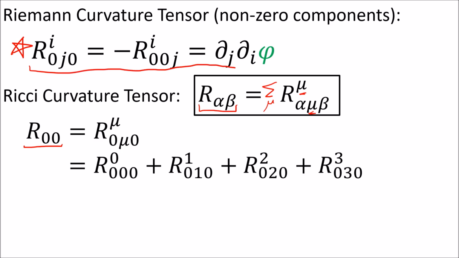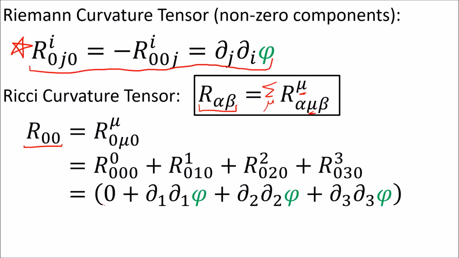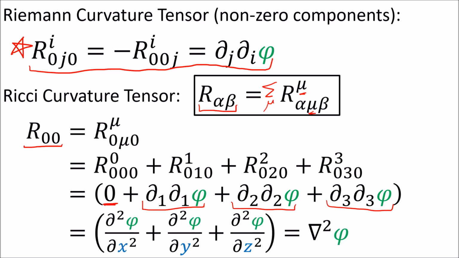Based on these Riemann tensor components up here, the first component is 0, since i and j are spatial components only, and when the 0 index appears in these slots, the component just goes to 0. The other 3 components are just the second derivatives of the gravitational potential along the 1, 2, and 3 spatial directions, which are the second derivatives along the x, y, and z directions. All of this is just the Laplacian of the potential in Cartesian coordinates.